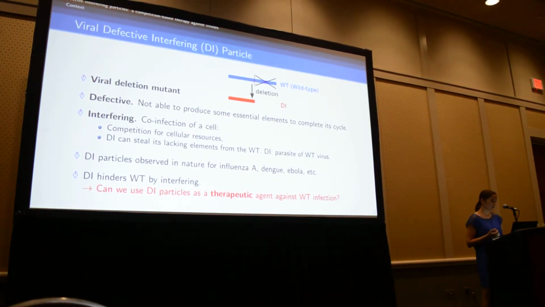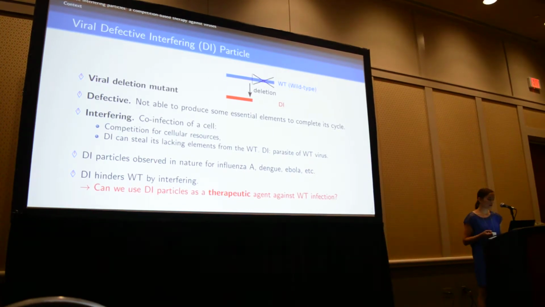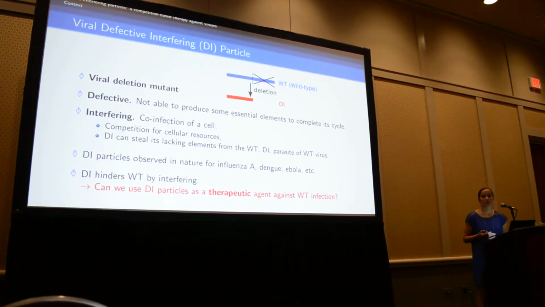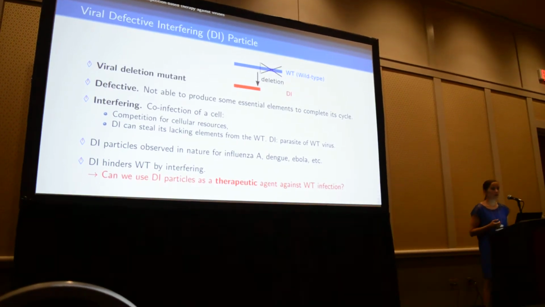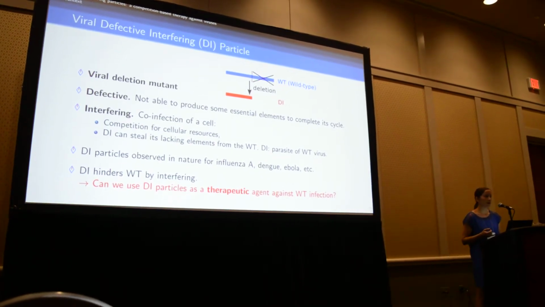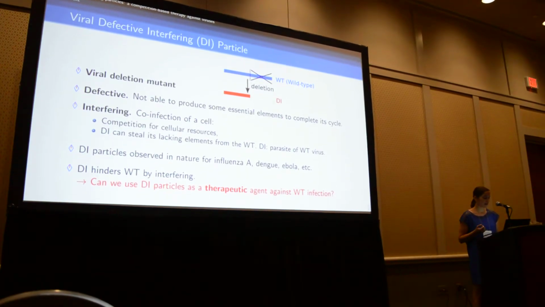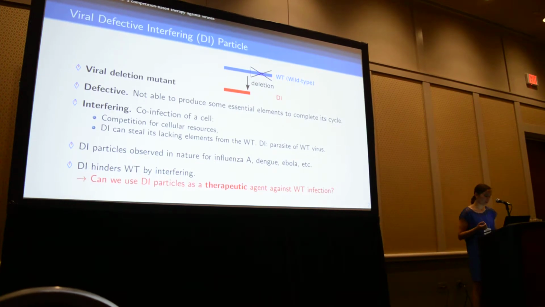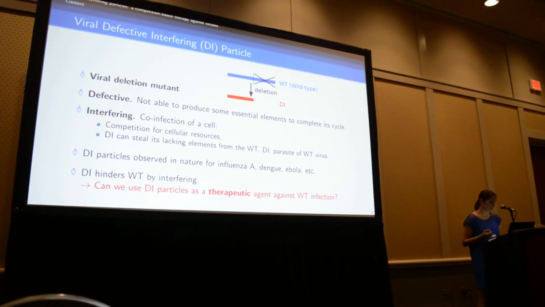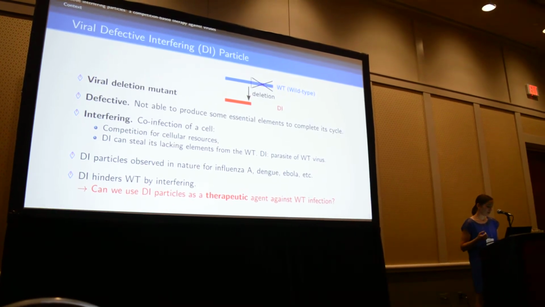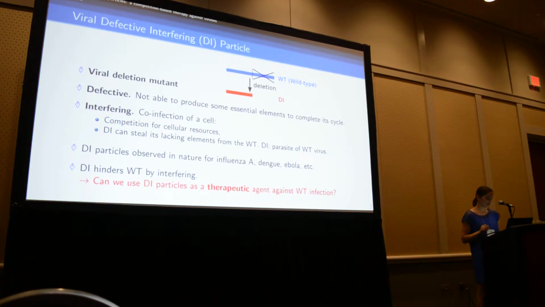And the second property is that it is interfering, because when there is co-infection of a cell by the wild type and the DI genomes, there is competition for cellular resources, and most importantly, the DI can steal its lacking elements from the wild type. So the DI acts as a parasite of the wild type virus. And DI particles have been observed in nature, for example, in influenza A, dengue, Ebola.